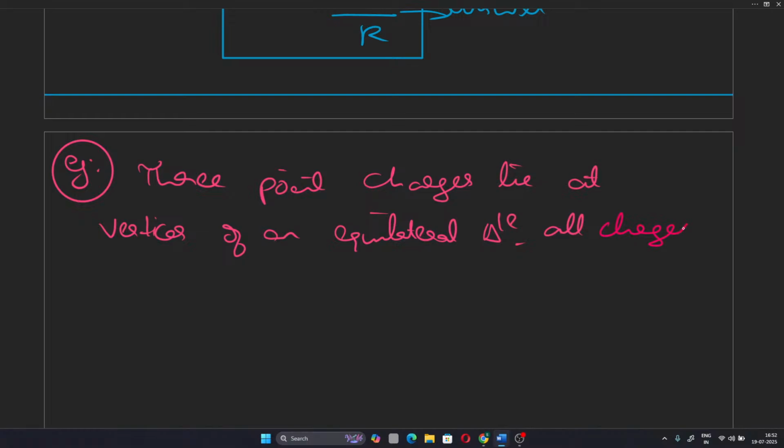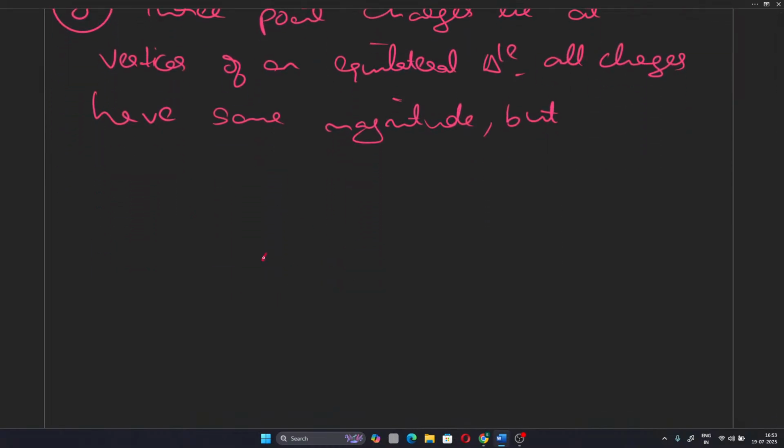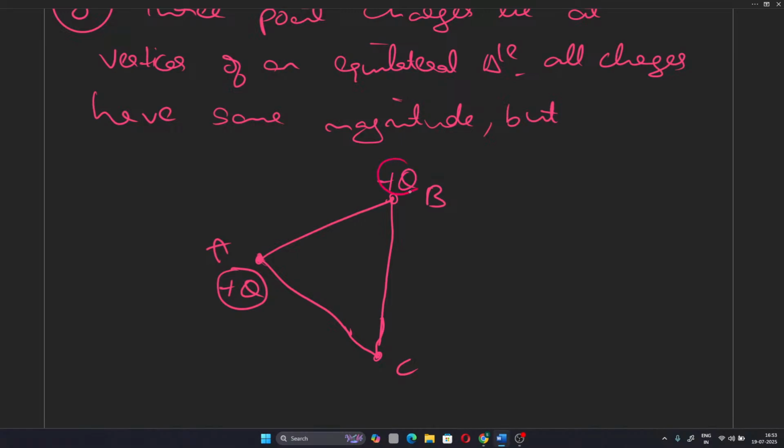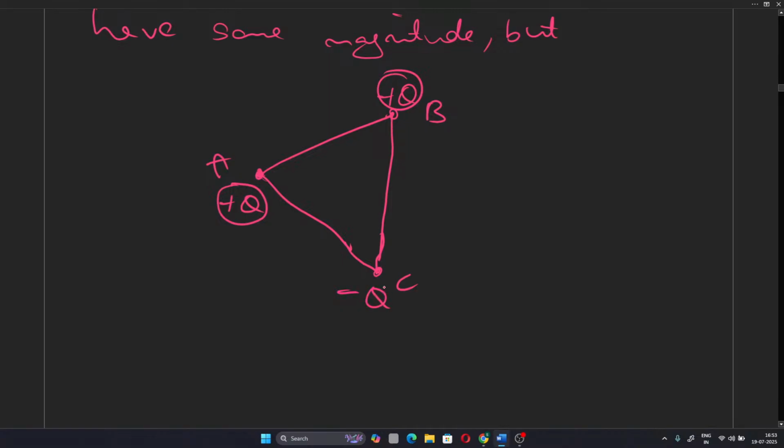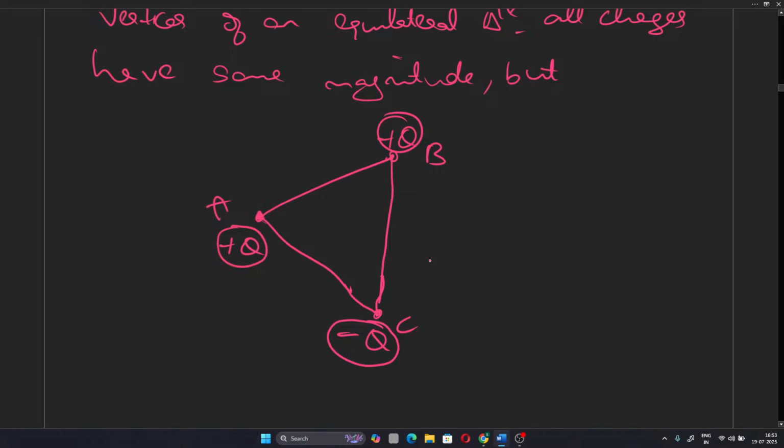All charges have the same magnitude, but for the triangle, these are the charges A, B, and C. The charge at A is plus Q. The charge at B is also plus Q, but the charge at C is minus Q. Then the net electric force that charges B and C exert on A is, basically they're asking for force here.